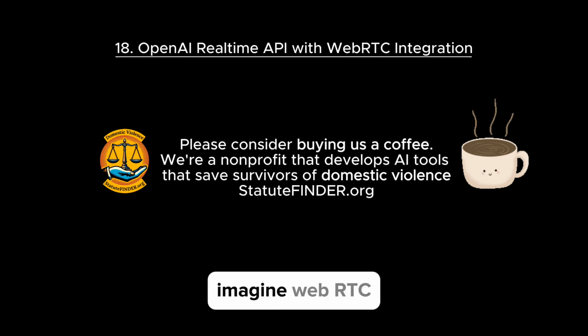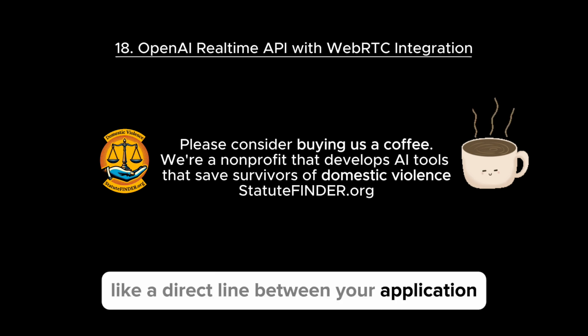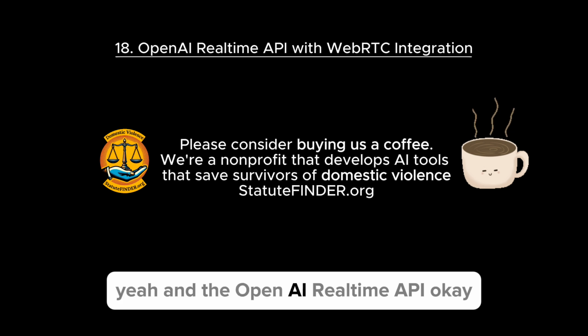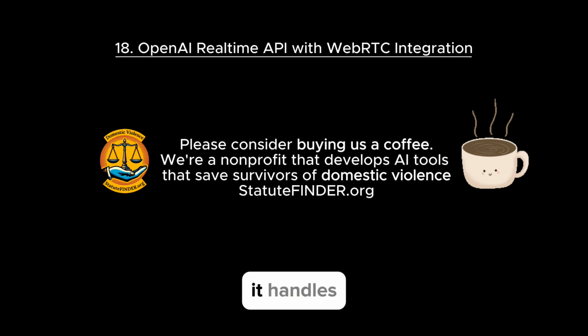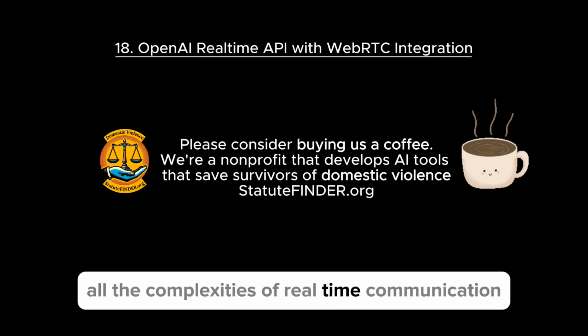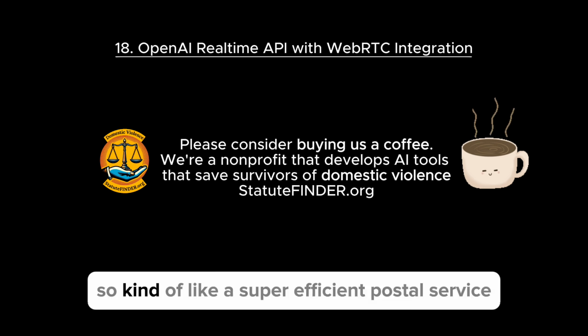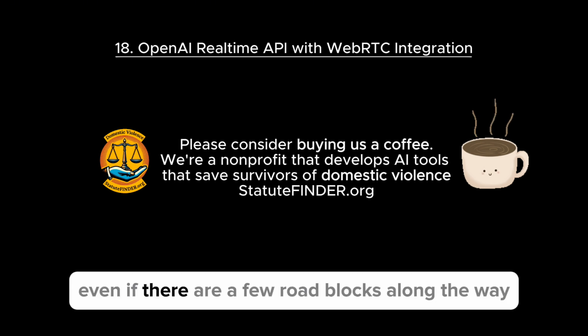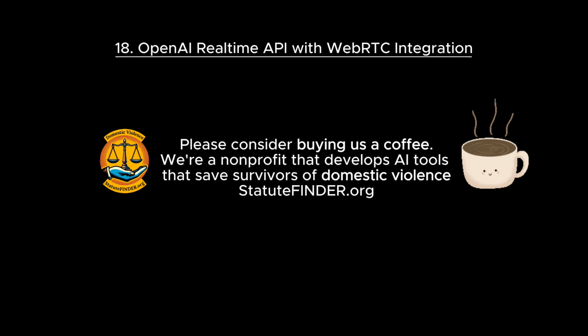Imagine WebRTC like a direct line between your application, which might be running in a web browser, and the OpenAI Realtime API. It handles all the complexities of real-time communication behind the scenes. So kind of like a super efficient postal service that makes sure your messages get delivered instantly, even if there are a few roadblocks along the way. That's a great analogy.